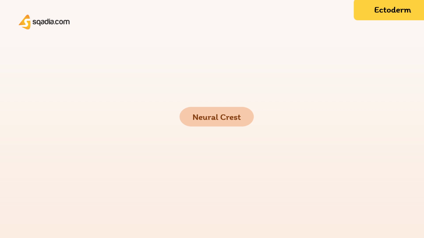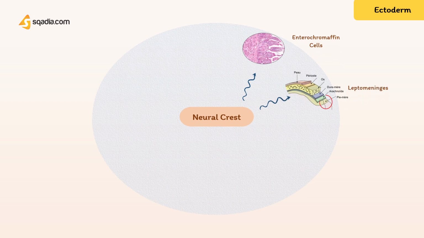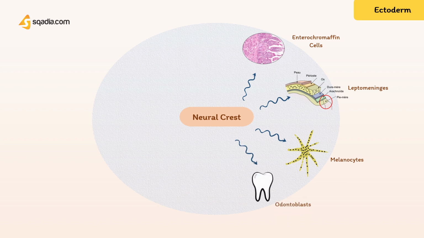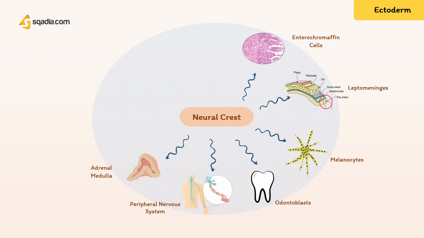So first we have the enterochromaffin cells. Next we have leptomeninges, which include both the arachnoid and the pia mater. Then we have the melanocytes, which are melanin-producing cells. Then the odontoblasts, which are cells that produce dentin. Next, we have the peripheral nervous system or PNS ganglia, including the cranial, dorsal root, and the autonomic ganglia. Next, we have the adrenal medulla. Then we have the Schwann cells, which are a type of glial cells in the PNS.